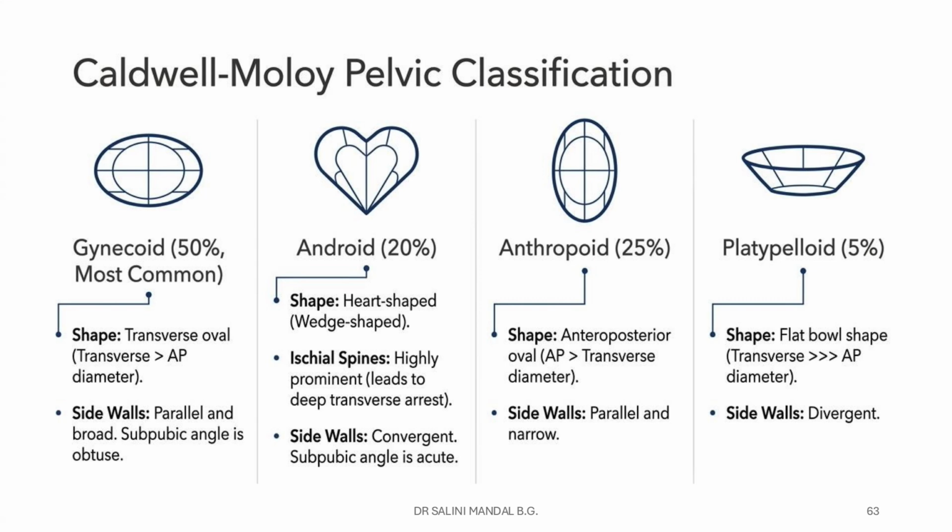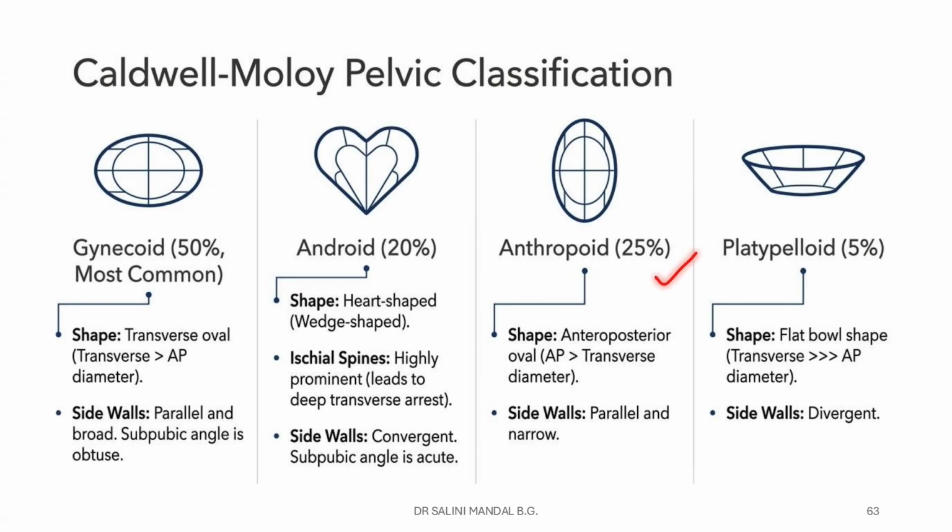The android pelvis is heart shaped, or you can say wedge shaped. The subpubic angle is very acute in this particular android one, and highly prominent ischial spines are there. Because of that, there's going to be deep transverse arrest at the time of labor.